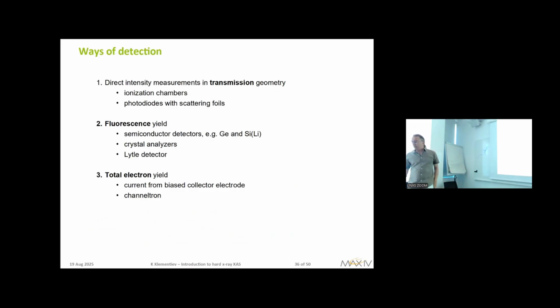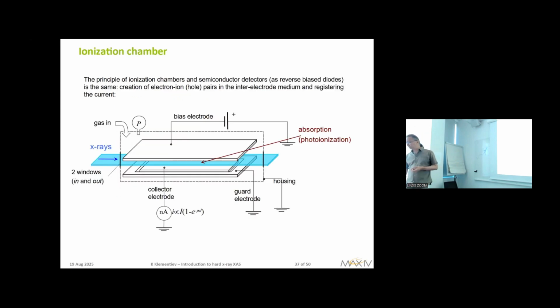There are three basic ways for us to measure intensity. One is in transmission, just through the sample. This is what I showed right from the start, and we measure intensity in front and behind the sample with ionization chambers. A second way is to measure fluorescence by semiconductor detectors. We have both germanium and silicon detectors, and we use them for different energy ranges. And we can measure total electron yield, well, by simple current. So we just apply some bias to a neighboring electrode and measure current from it.